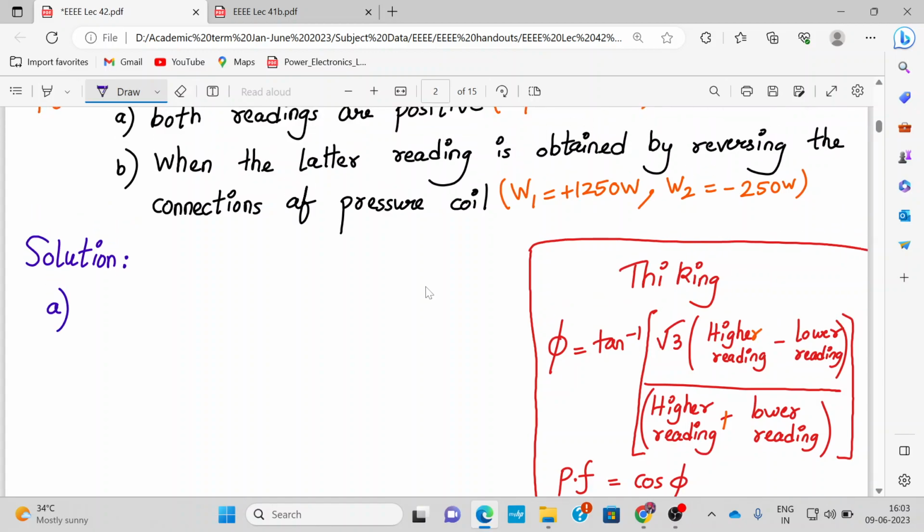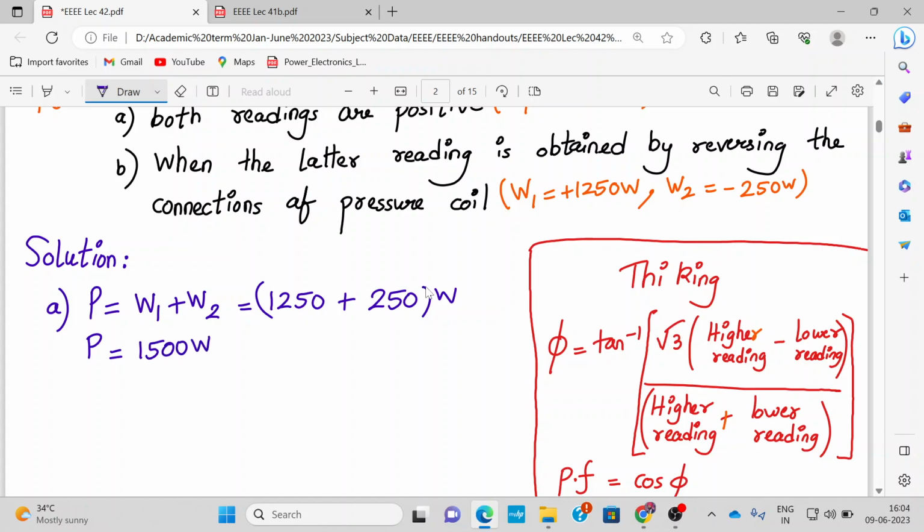So for the first case we have W1 and W2, both readings positive. That means the power will be W1 plus W2, that will be 1250 plus 250 watts. So the total power will be 1500 watts. Alright, so total power supplied is very easy to calculate.